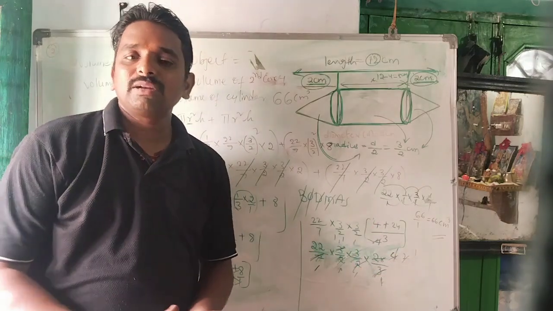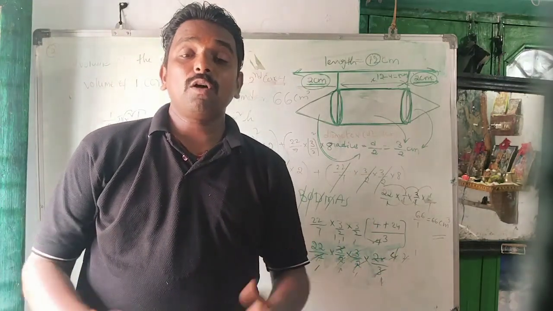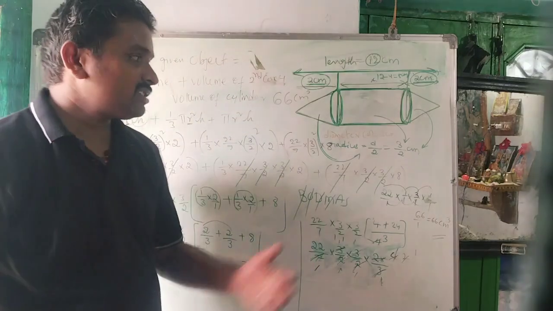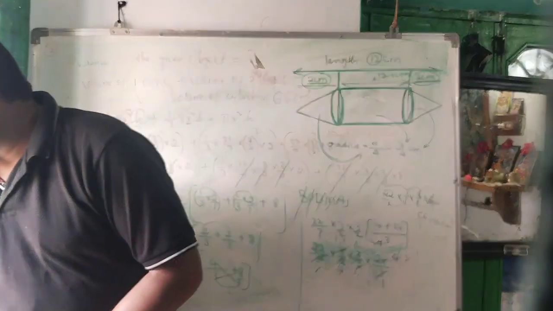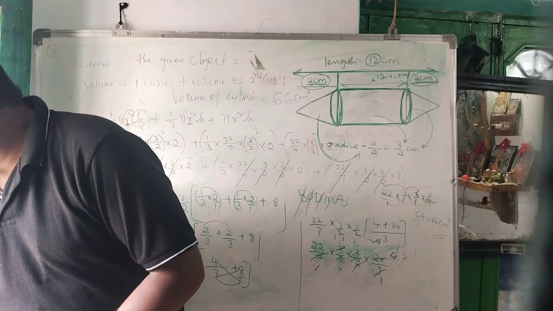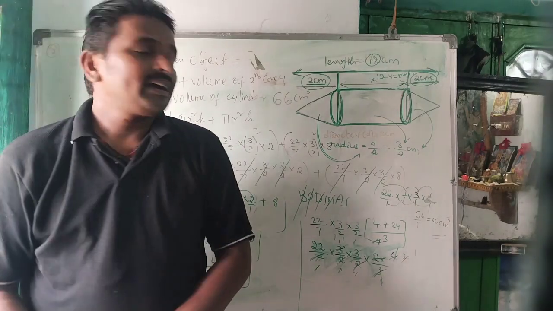Rachel made one figure which is formed by a combination of solid figures. So this is a combination of solid figures. This figure is formed by one cylinder and two cones. These two cones are attached to the cylinder at their ends.